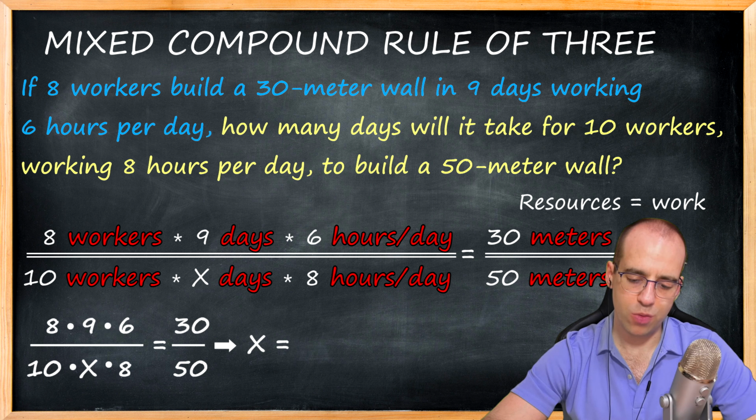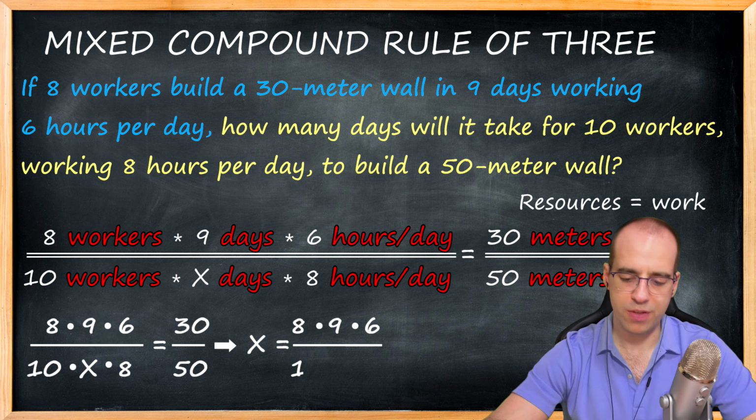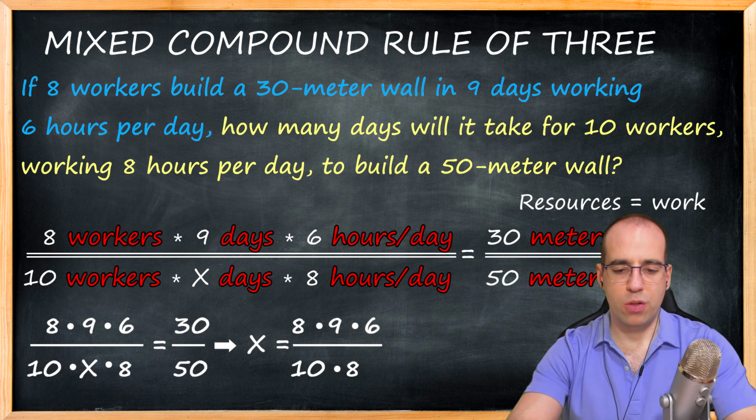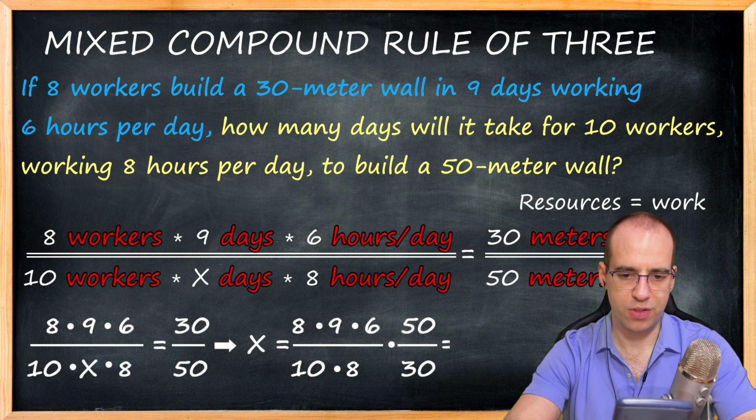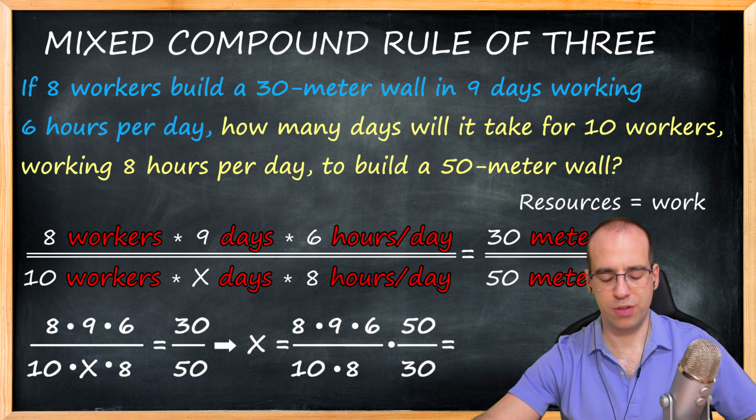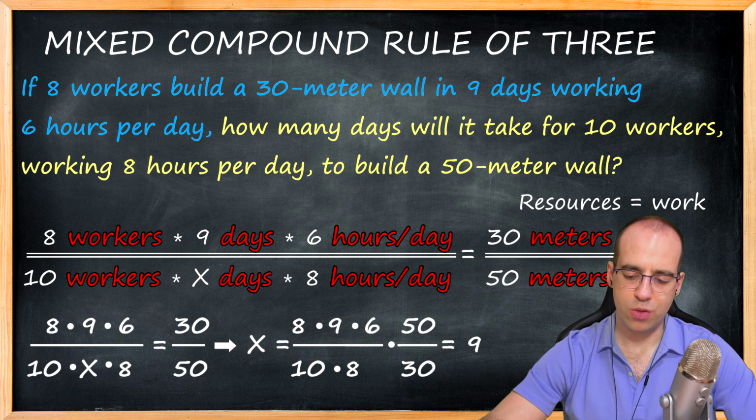It is equal to the product of 8 multiplied by 9 and then further multiplied by 6. This entire product, which forms the numerator of our fraction, is then divided by the product of 10 and 8, which constitutes the denominator on one side of the equation. Following this, we multiply the result of that division by the fraction of 50 over 30. This calculation, when performed step by step, ultimately gives us the final numerical value of 9 as the outcome.